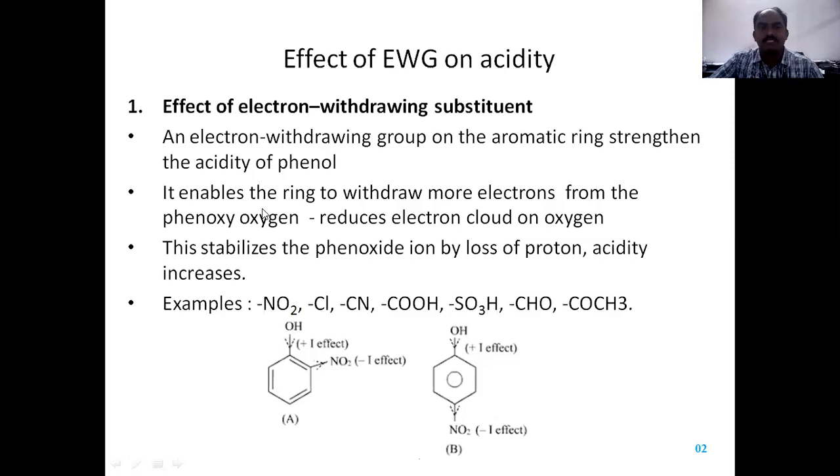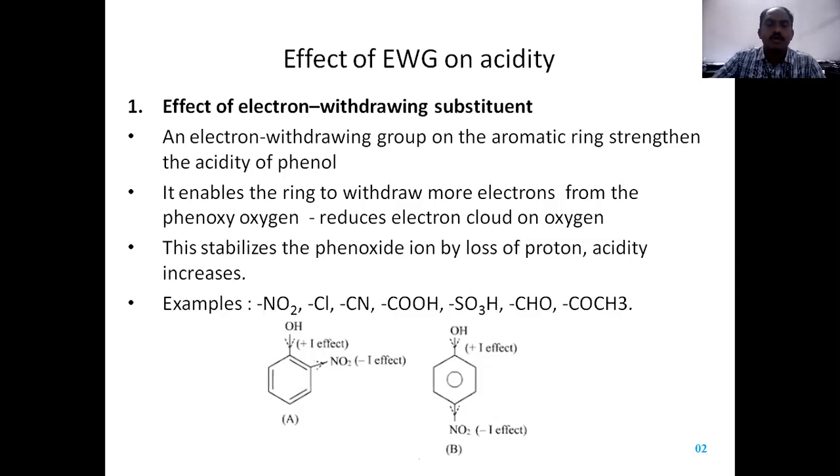So the electron withdrawing group enables the withdrawing of electrons from oxygen, so it reduces the electron cloud on oxygen. When the oxygen electron cloud decreases, it stabilizes the phenoxide ion. How does the stabilization of the phenoxide ion take place? By the loss of proton. By the loss of proton, it stabilizes the phenoxide ion. When the phenoxide ion is stabilized, then acidity increases.